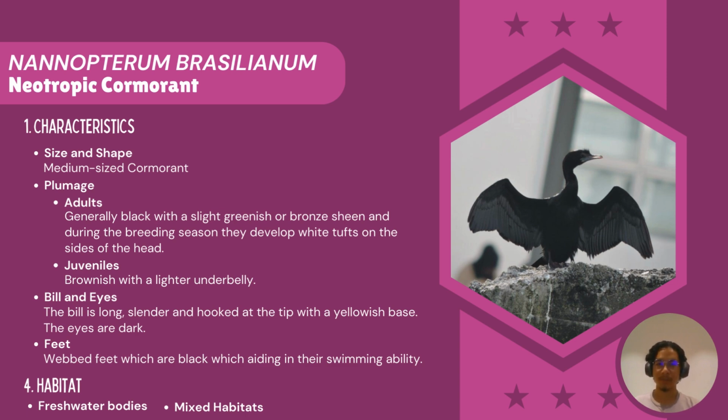As for foraging behavior, they dive from the surface and chase prey underwater using their powerful legs. As for social structure, they are highly social, often seen in flocks. They nest in colonies, sometimes with other water birds. And for breeding, their nests are constructed from sticks and placed in trees, shrubs, or on the ground near water. They lay 3 to 4 eggs per clutch, which are incubated by both parents.